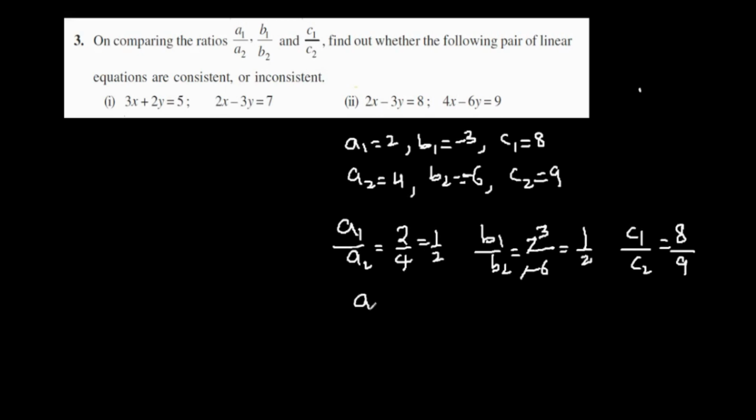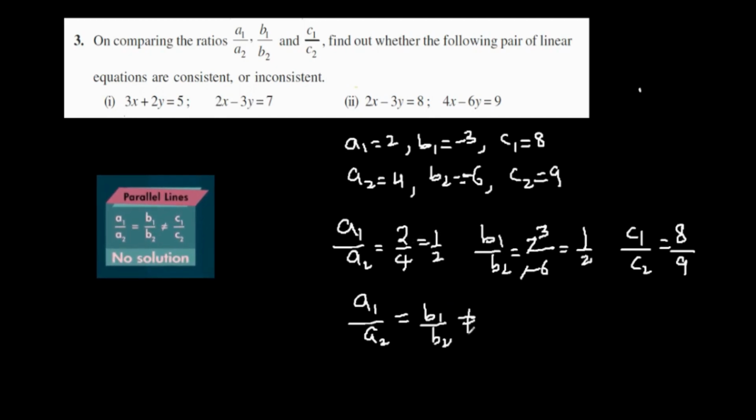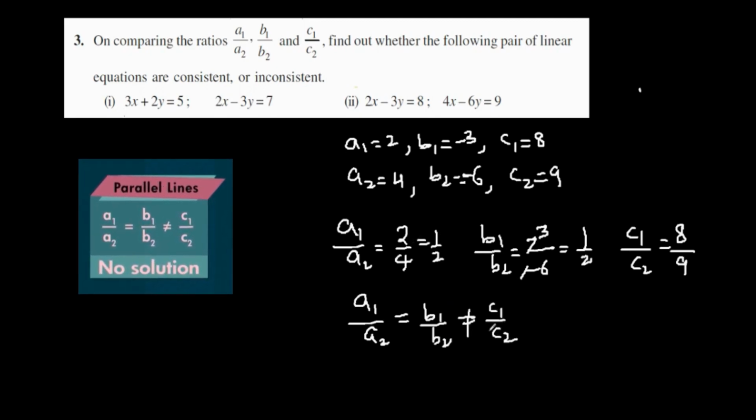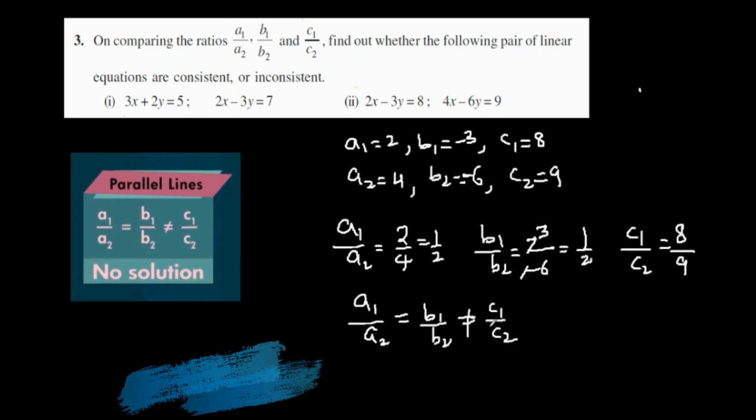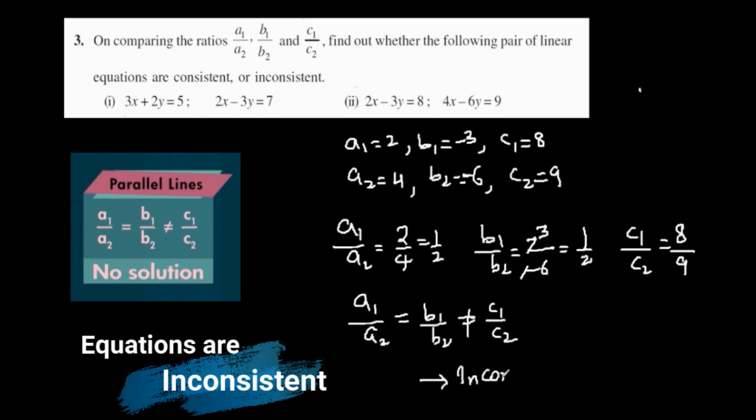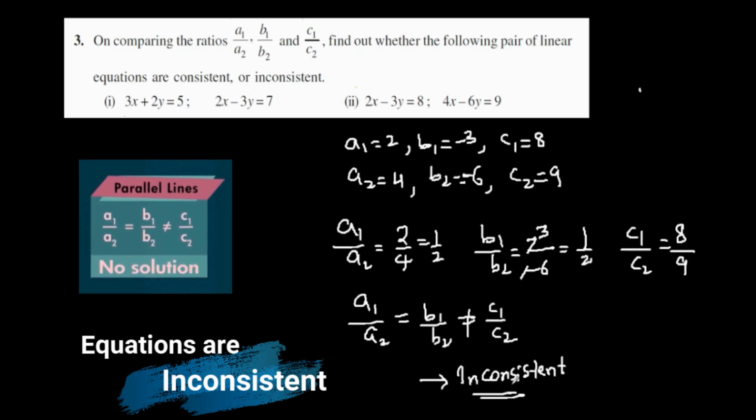Now clearly we can see that A1 by A2 is equal to B1 by B2, because it is 1 by 2 and 1 by 2, but it is not equal to C1 by C2. So this is the condition for parallel lines, and it has no solution. Hence the equations are inconsistent. As it has no solution, they are parallel lines, so the equations are inconsistent.